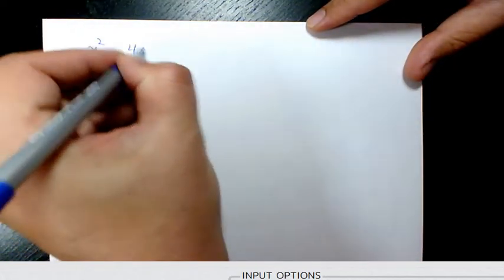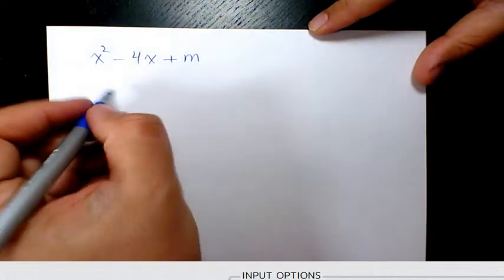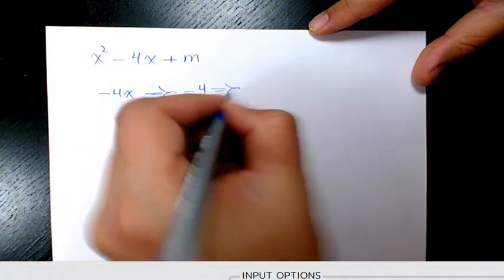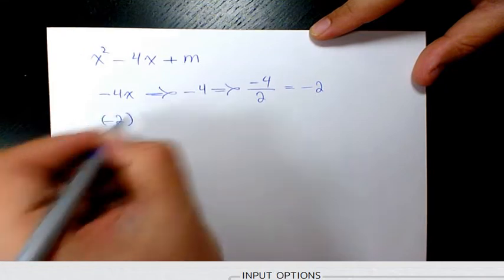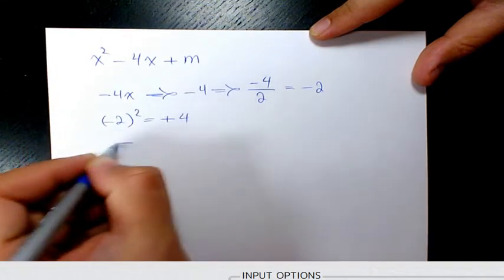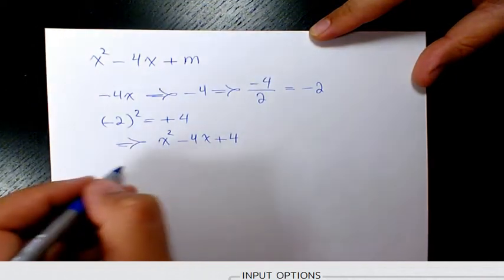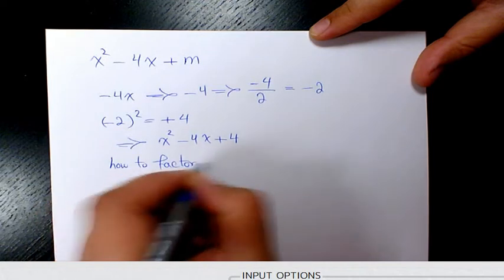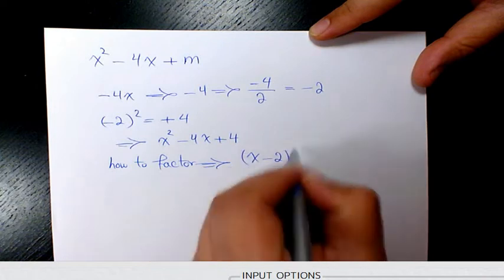Next example. x squared minus 4x plus m. What is going to be the value of m? Negative 4x. The coefficient is negative 4. Divided by 2 is going to be negative 2. Then we square it, which is positive 4. So it will be x squared minus 4x plus 4. So how do we factor? It is going to be (x minus 2) to the power of 2.